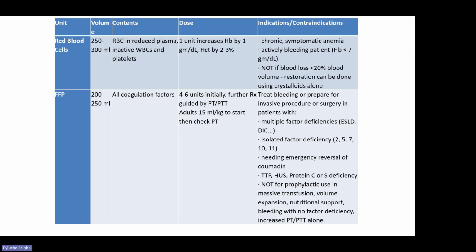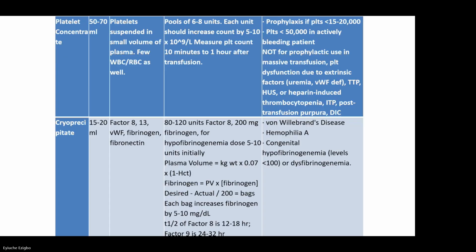So for fresh frozen plasma, we can give it to treat bleeding or prepare for an invasive procedure or surgery in patients. Platelet concentrate, we give when there is deficiency in the extrinsic pathway, when somebody is having complications of blood clots. Cryoprecipitate, in patients with von Willebrand disease, hemophilia, or congenital hypofibrinogenemia, we can give this product. These are some of the specifications which are there.